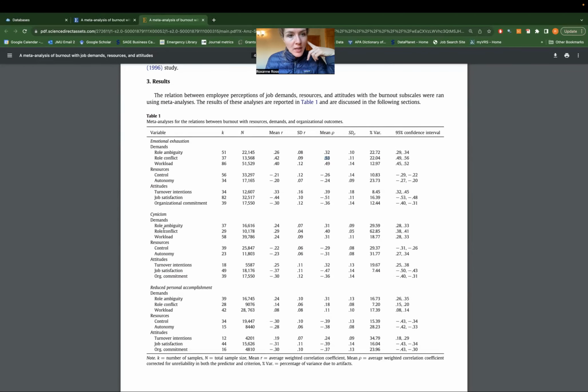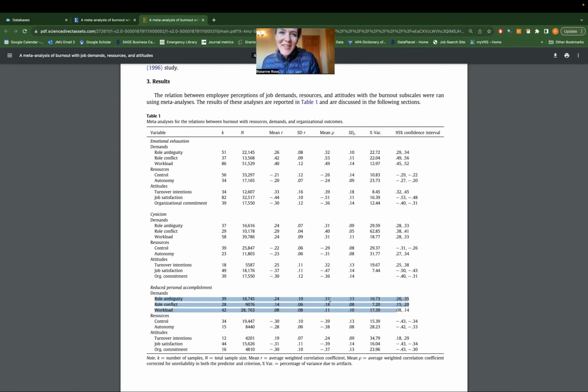So then we do the same thing for cynicism. We can look at these 3 things here. We see they're all kind of the same. They all have a small to medium effect with cynicism and reduced personal accomplishment. Let's look and see. And again, you want to look at the row, and you see that role conflict's a little bit higher. So that would be the strongest predictor. And then for reduced personal accomplishment, let's look at the row, and we see that role ambiguity is the strongest predictor of reduced personal accomplishment. So there's different things that are predicting different types of burnout.